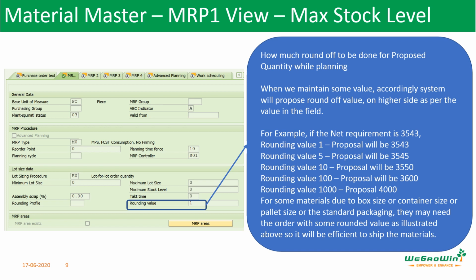And there is another field, the rounding value. What is the purpose of this rounding value? For example, when you are working out a proposal, the supplier always wants to give only 5 numbers or 10 numbers or 100 numbers every time you order. Let us take an example. If your proposal is 3543 and your rounding value is 1, the system will give proposal 3543, no issue. But if the rounding value is 5, it will give 3545. For rounding value 1000, it will give a proposal of 4000.